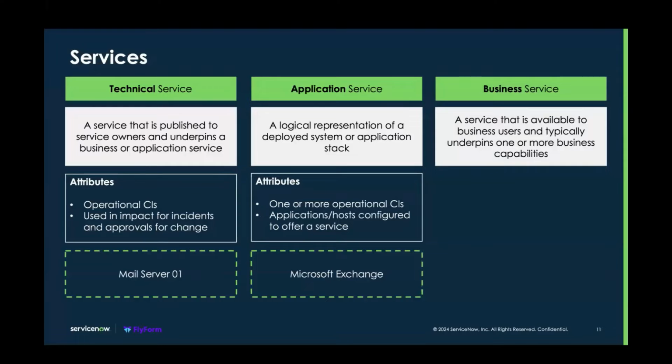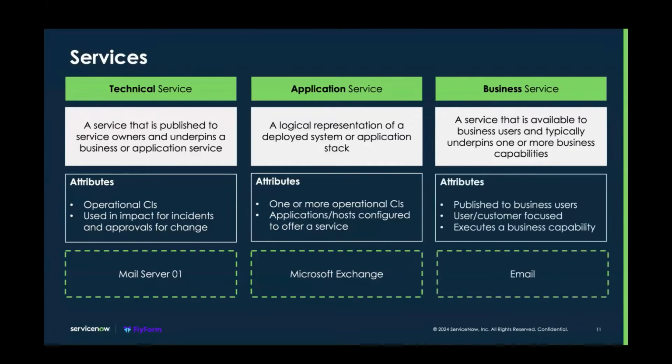And then finally, we have a business service. That's the front-end service that's available to business users or customers. And that underpins one or more business capabilities. When we think about capabilities, I'd give you an example of maybe communication, right? How do you communicate across a business? Well, you need the capability to communicate with your customers, with other departments.